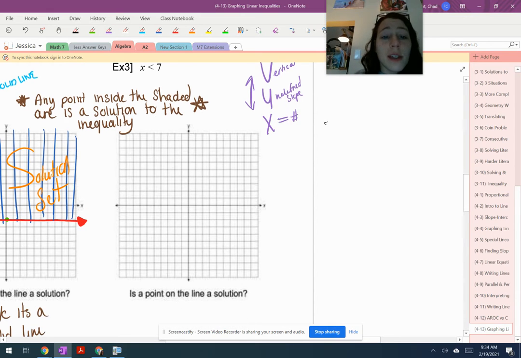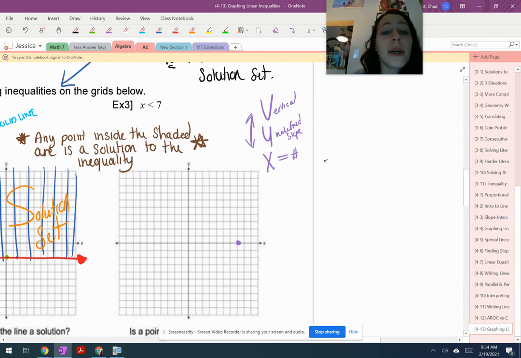So we have an x value that is 7. So we're starting off at 7. 1, 2, 3, 4, 5, 6, 7. And we want a vertical line going through this point, but pause, freeze, hold up, notice the difference here.